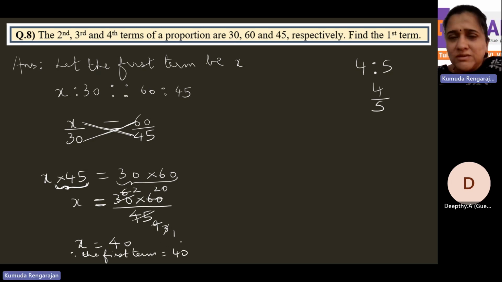We'll also do it in a different method, slightly different method using the rule of proportion. First, take down this.